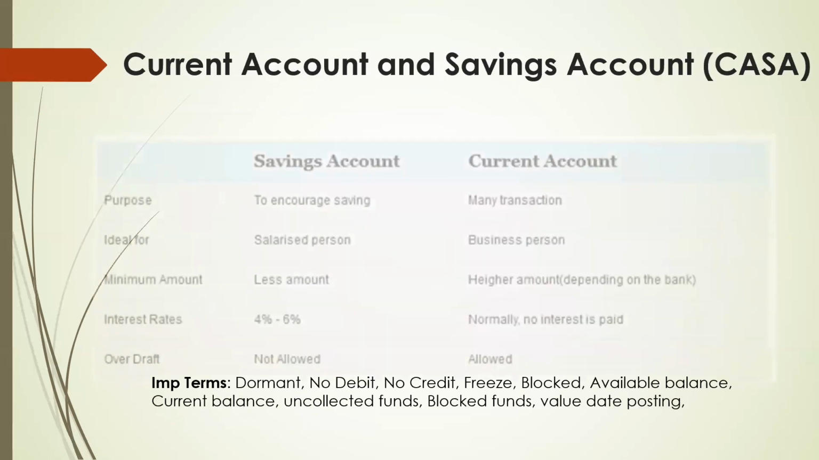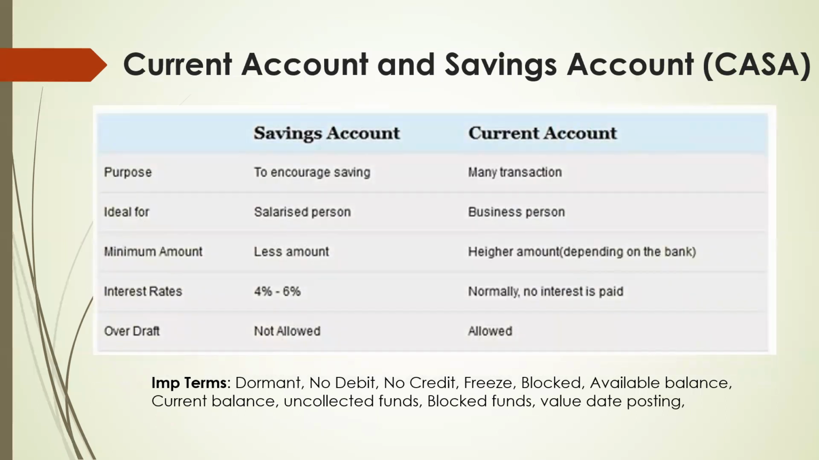Next thing is current account and savings account. In short form, they call it CASA. Now, you are having an account at the bank, but a bank classifies the current account and savings account. What is the major difference between the savings account and current account? We'll see. The purpose.